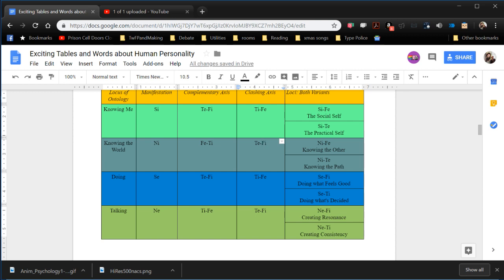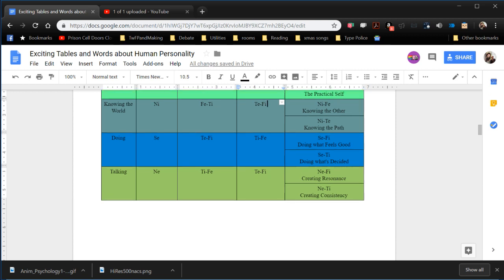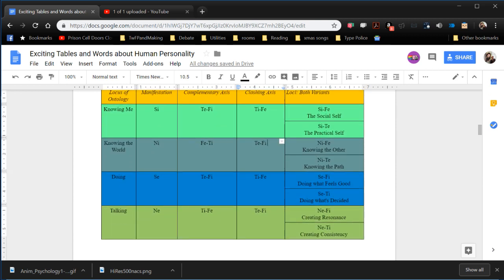So, NIFE is knowing the other. NITE is knowing the path, and the clashing axis for NI is TE because it's not the same aspect. NI is metaphysical aspect, TE is physical aspect. SE, the complementary, this one's right. The complementary axis is TEFI, and the clashing axis is TIFE. SIFE, doing what feels good. SETI, doing what's decided, or doing what's justified, you might say, instead.